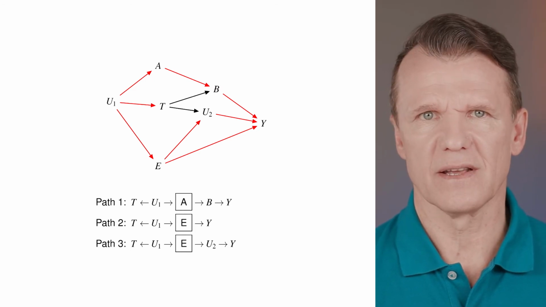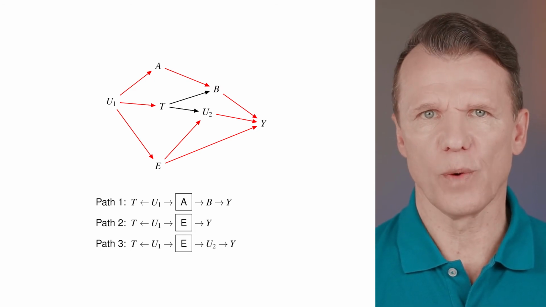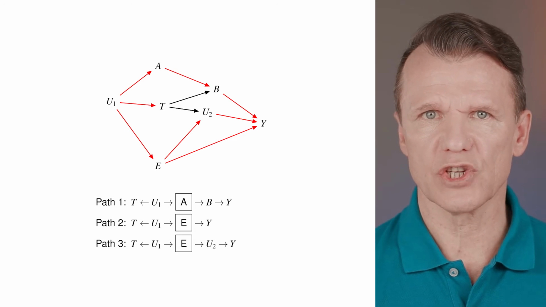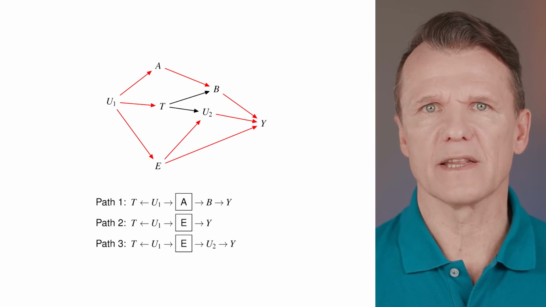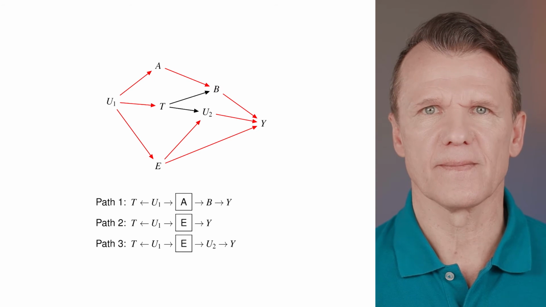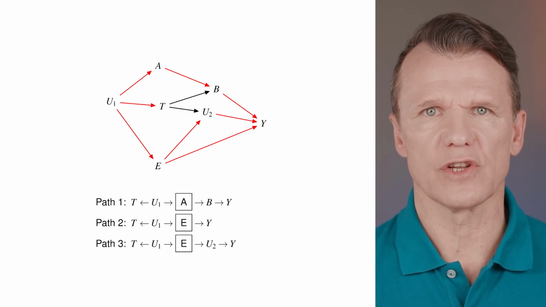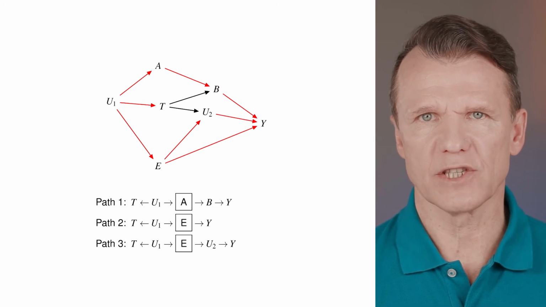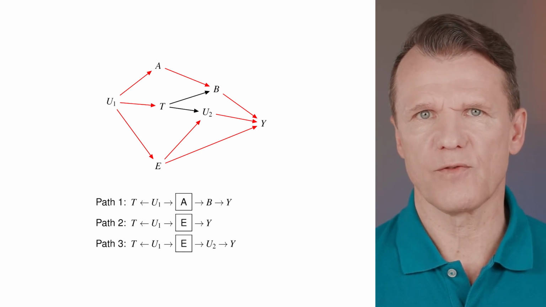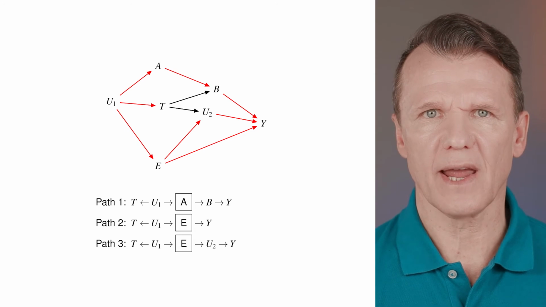There are none. All backdoor paths are open. Can we block them by conditioning? Let's look at non-descendants of treatment. Conditioning on A blocks path 1. Conditioning on E blocks two paths, path 2 and path 3. Therefore, we should condition on A and E.